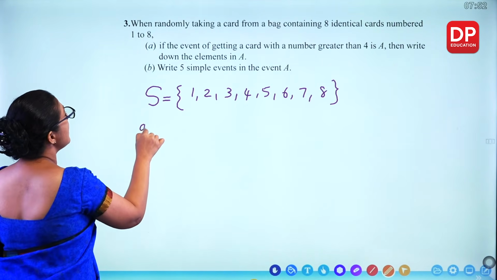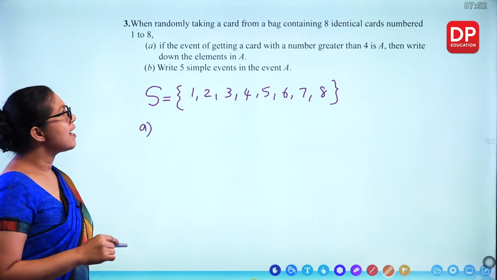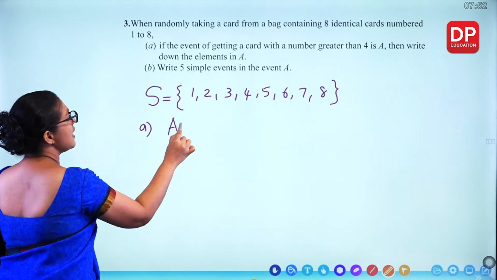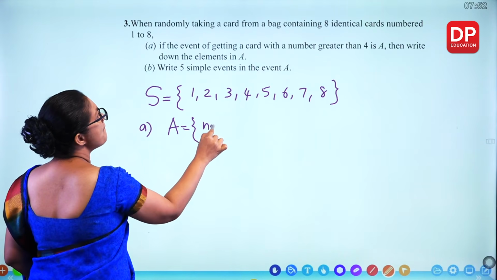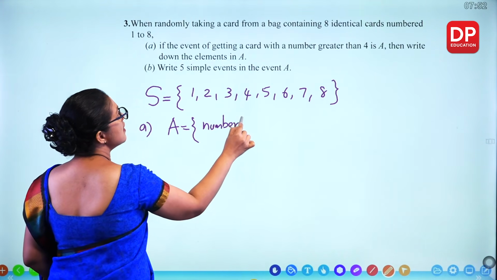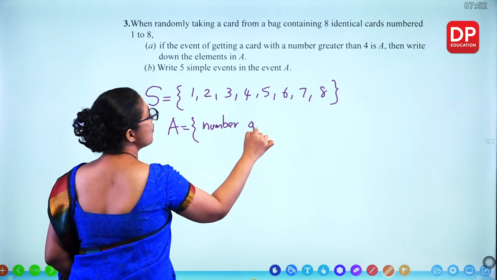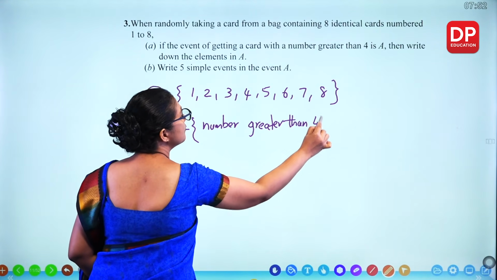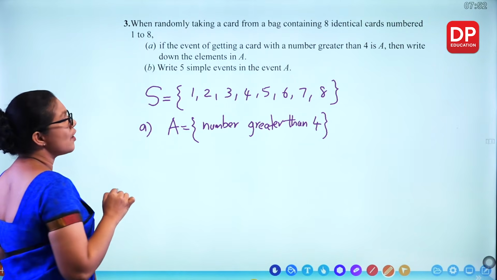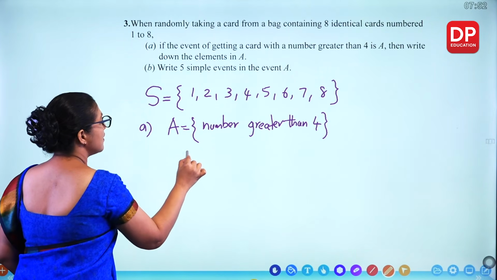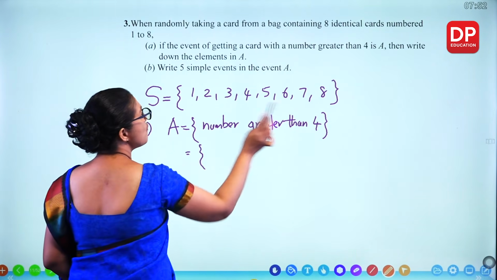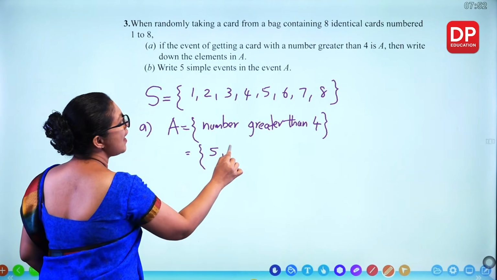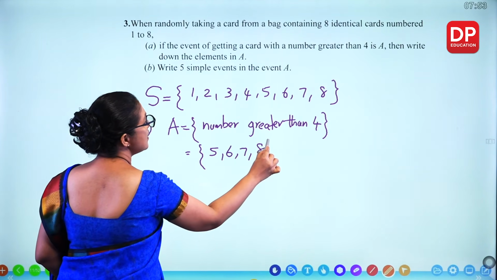Part A. If the event of getting a card with a number greater than 4 is A, write down the elements in A. What are the elements? Greater than 4 means 4 is not included. We can write 5, 6, 7, 8.